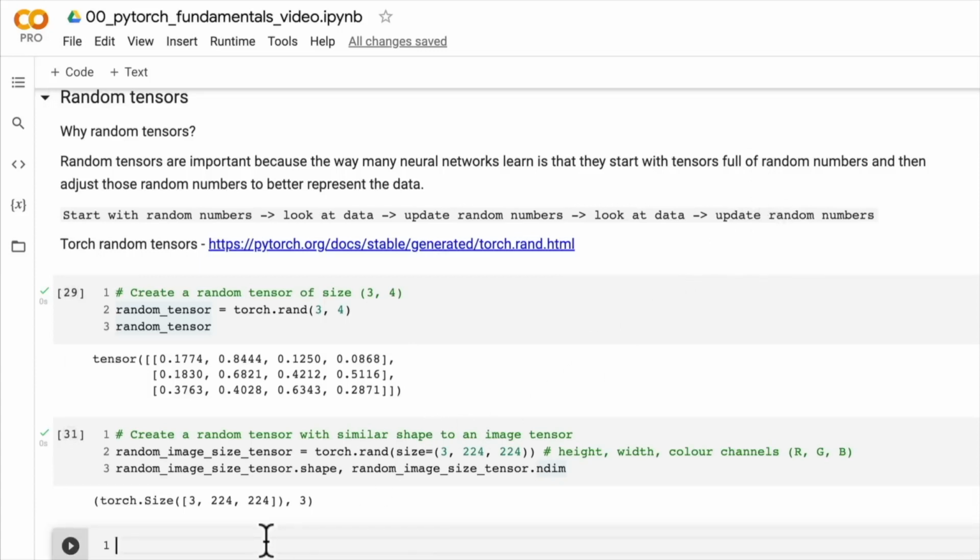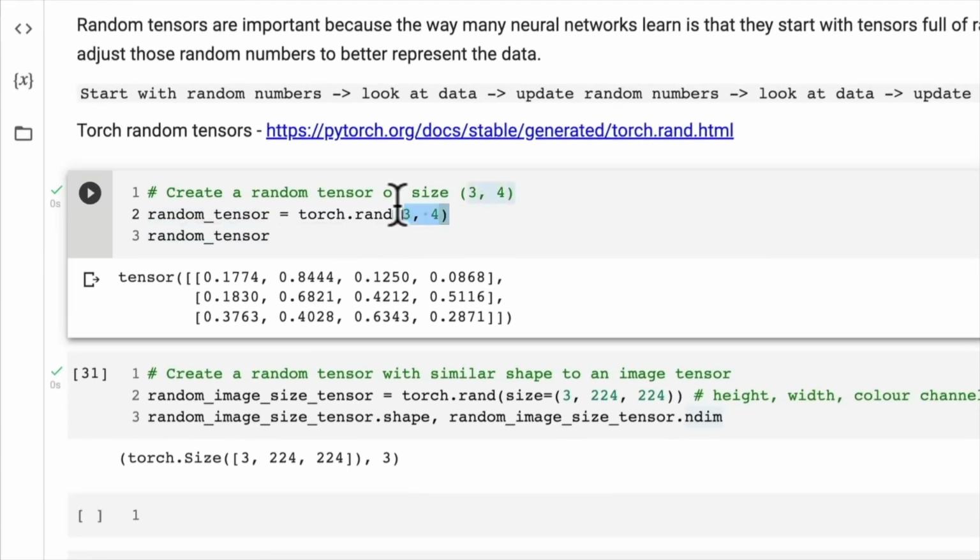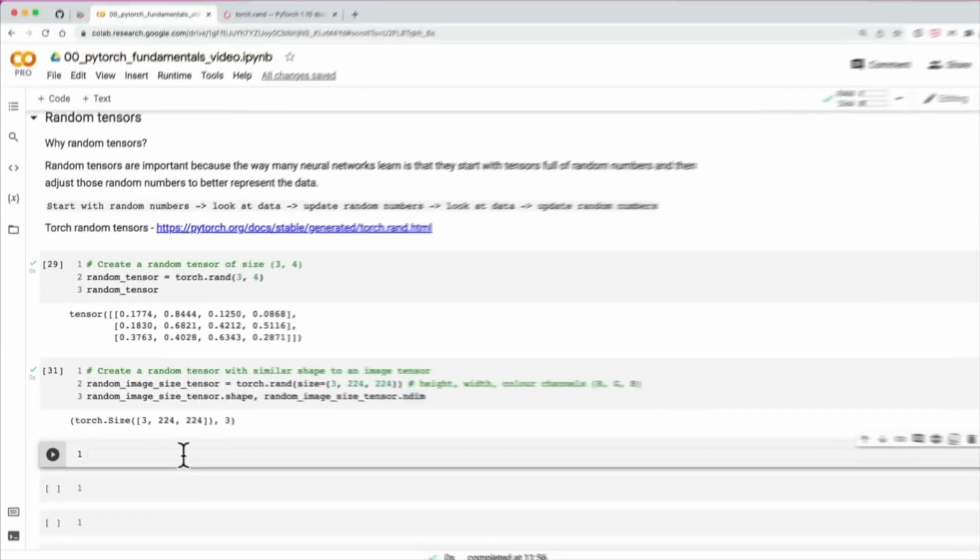Let's finish this video here. My challenge for you is to create your own random tensor of whatever size and shape you want. So you could have 5, 10, 10 here, and see what that looks like, and then we'll keep coding in the next video.